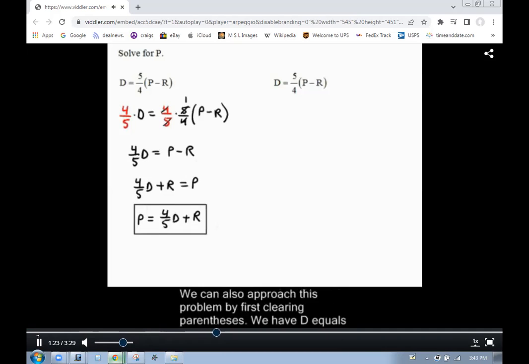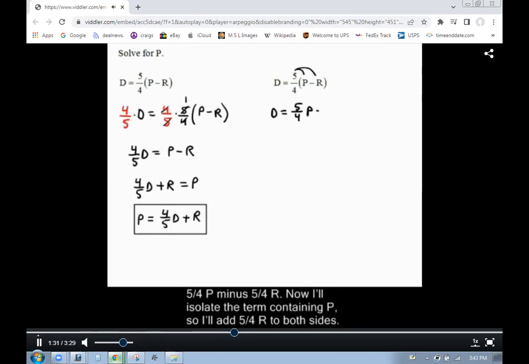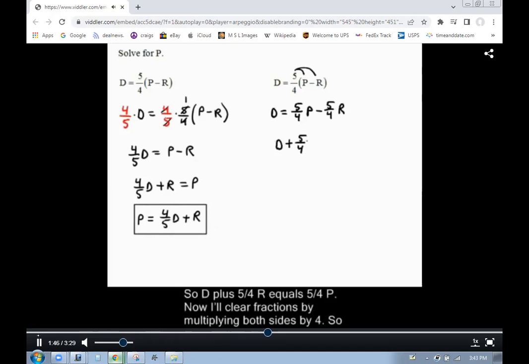We can also approach this problem by first clearing parentheses. We have d equals 5/4 p minus 5/4 r. Now I'll isolate the term containing p. I'll add 5/4 r to both sides. So d plus 5/4 r equals 5/4 p.